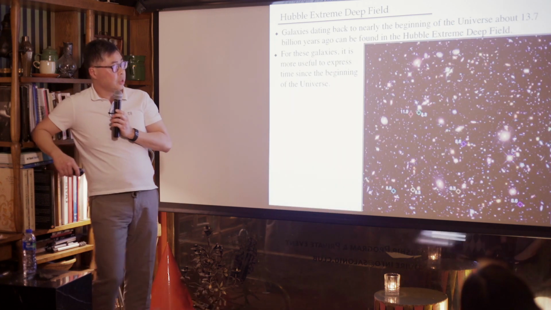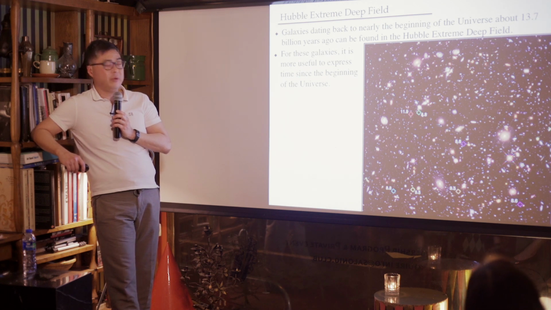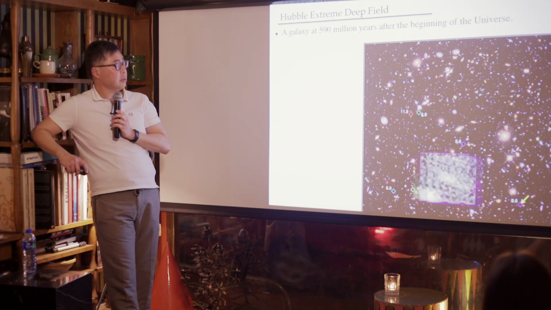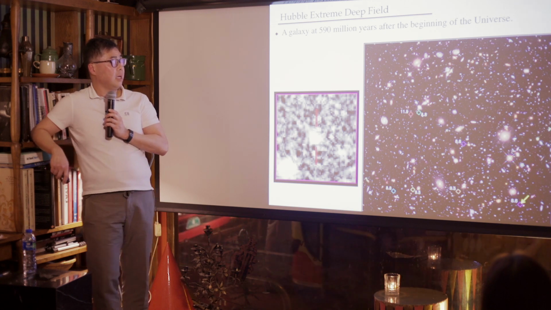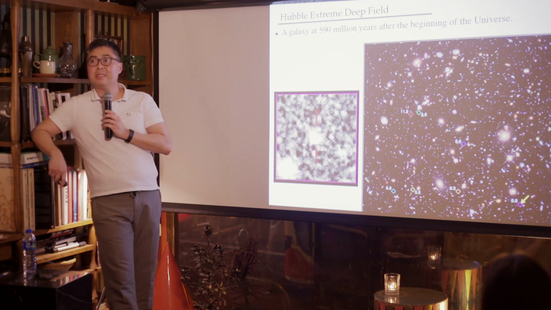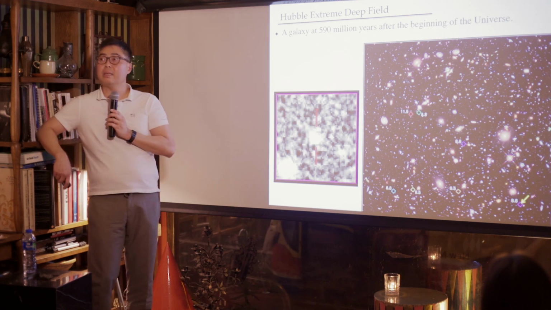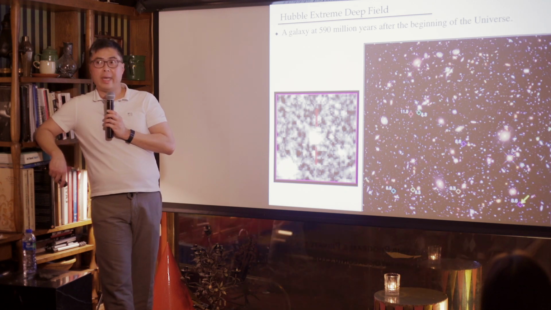Okay, so here are a few galaxies which are seen a few hundred million years since the beginning of the universe. Let me show you this one first. This galaxy is seen just about 600 million years since the beginning of the universe. It's this blob here. Now I'm showing you this because the galaxy is far away.